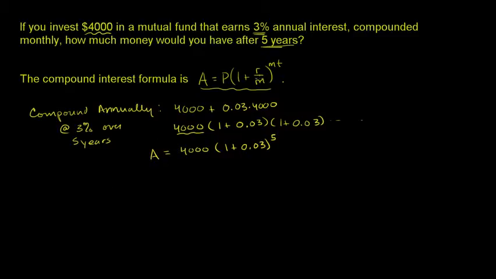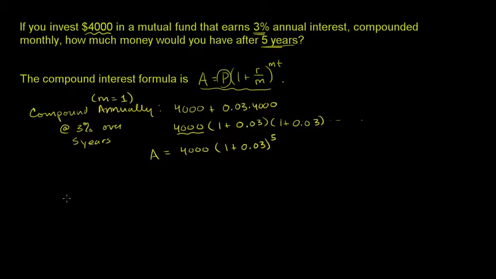And I think you can already see the pattern relative to this formula. You have your original principal amount, $4,000. You have the 1. Over here you have your rate. Over here we don't have any M because we're compounding annually. M is the number of times you compound per year. And once again, we just have the time, 5 years. In this case, you could just say that M is equal to 1. This is the case where M is equal to 1.